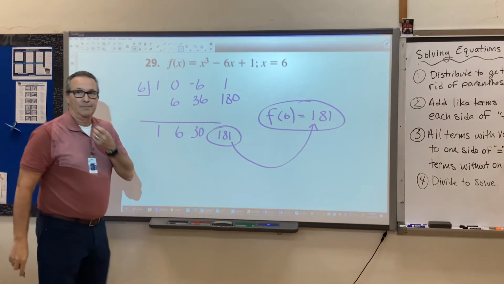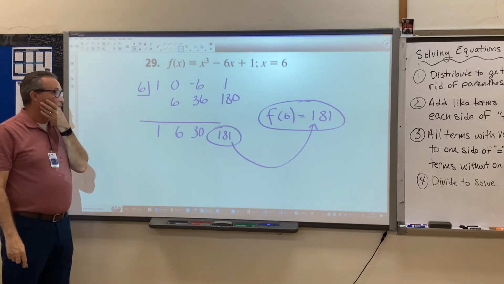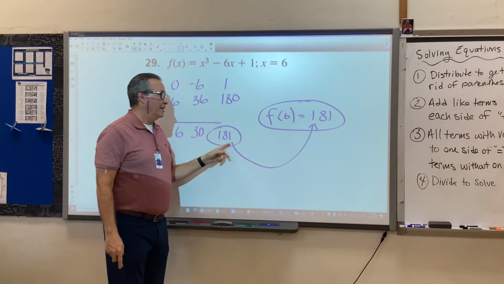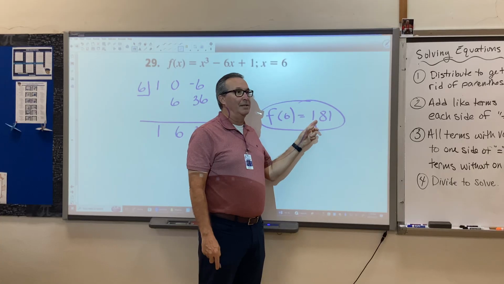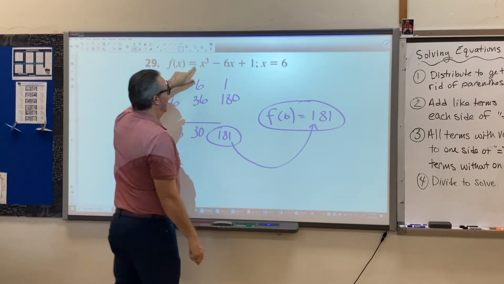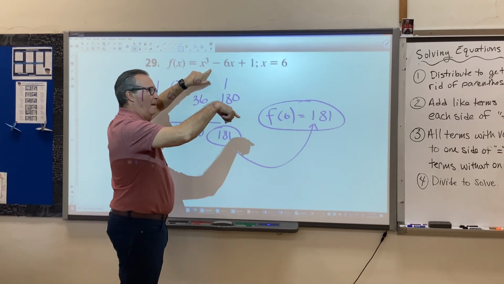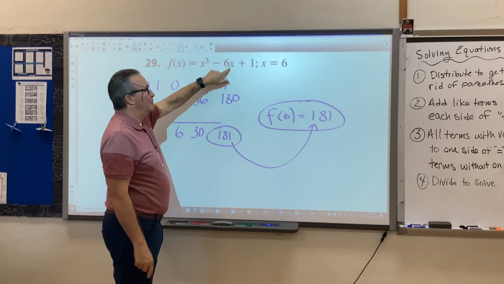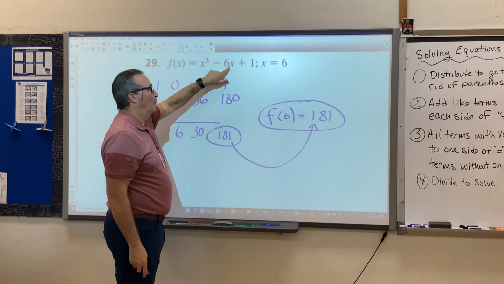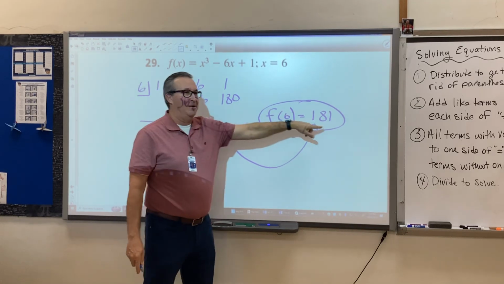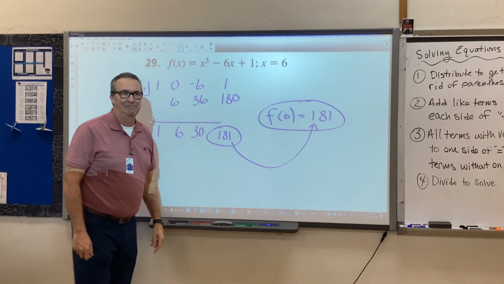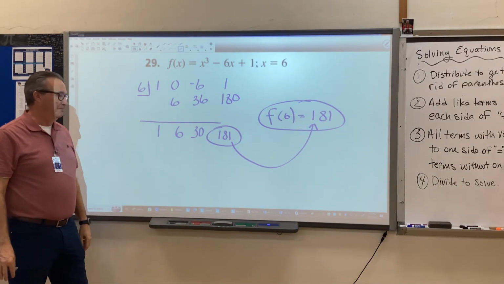That's it. Perfect. Whatever the remainder is, that's what you would get if you actually put 6 in. And you could do that, like 6 cubed is 216, subtract 36, 180 plus 1, 181. I did it. Okay?